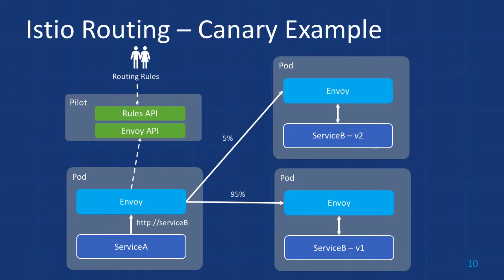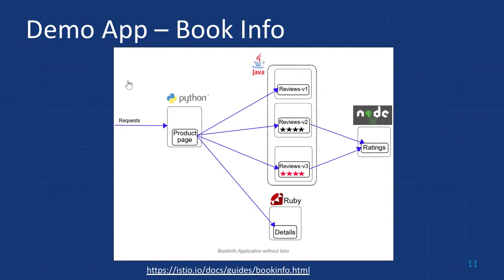Now, we don't have to do just a straight 5%. We could configure rules to say, hey, if specific users or specific IP ranges are trying to get to service B, then route those to version 2, but route everything that's general traffic to version 1. Really, the sky's the limit to you, and we'll show you an example of routing a specific user in the demo coming up.